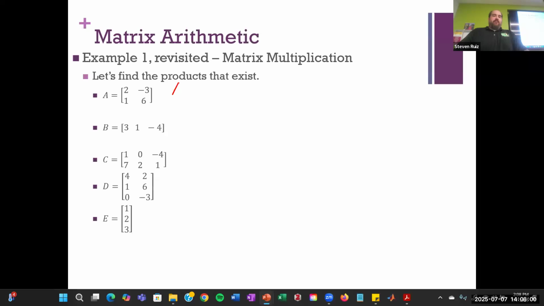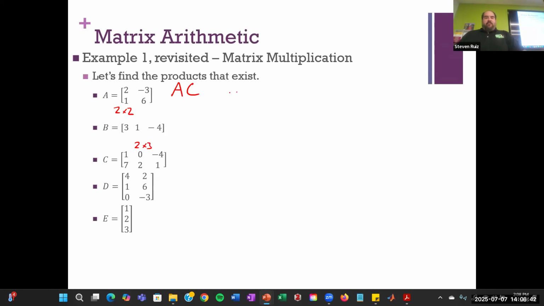What can I multiply A by? A times C, right? So A is what order? 2 by 2. And C is what? 2 by 3. So AC exists, right? Does CA exist? No. A 2 by 2 times a 2 by 3 is fine. A 2 by 3 times a 2 by 2 doesn't work. No, I want, AC is fine.